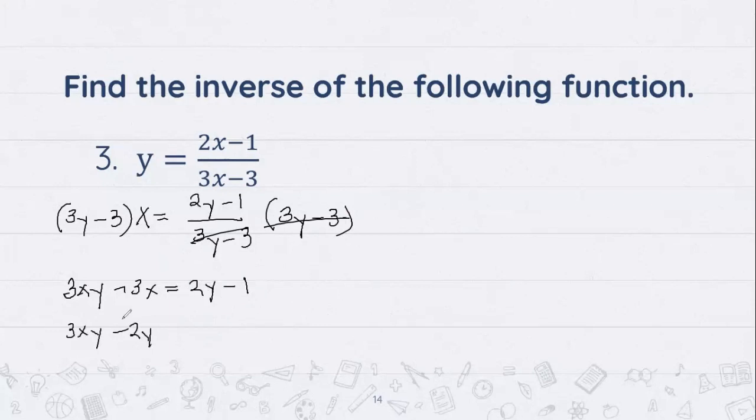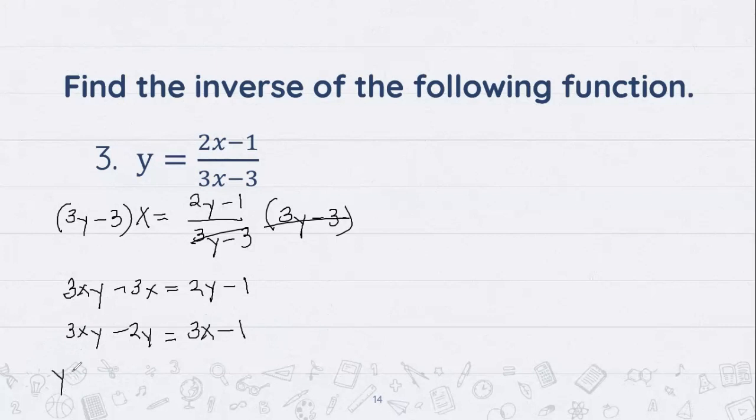So magiging negative na siya. So we have 3xy minus 2y equals, lipat ko si 3x kasi wala siyang y, minus 1. Lahat ng may y sa kabila na, di ba? Lahat ng walang y sa kabila na rin. So, ayan na siya. And then, ito yung keyword talaga dito, factor out natin yung y.